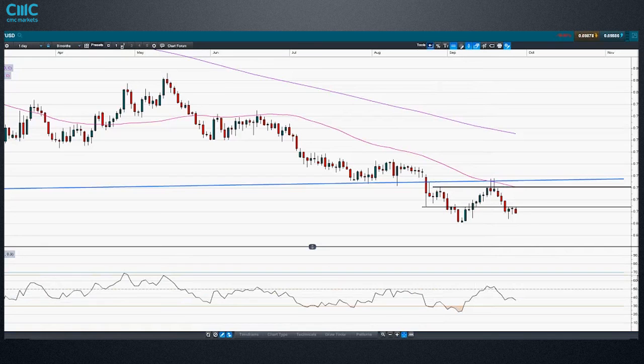So if we start to see a push back above this peak again, this sort of zone that we formed here, and that 50-day moving average, first signs that that support level could be starting to hold, and we could be on for a big long trade, a big breakout the other way.